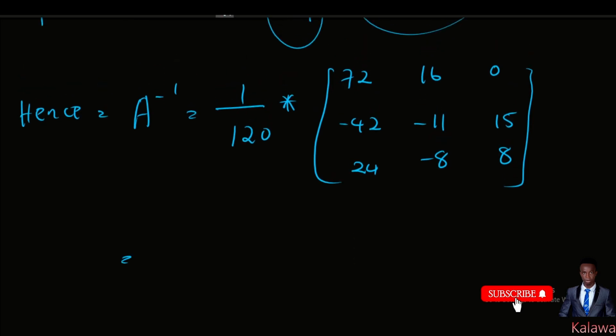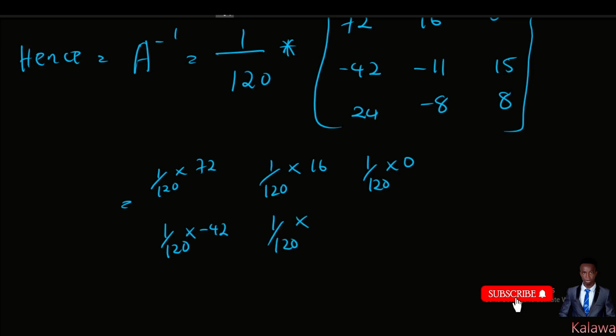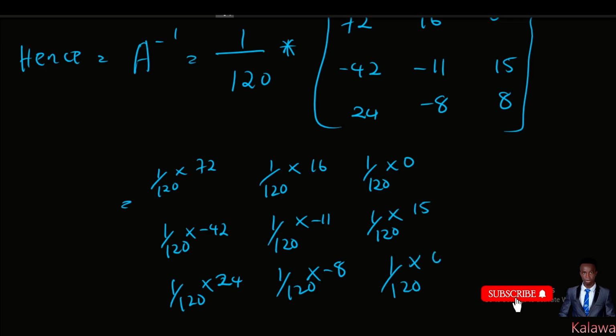It's too lengthy. So this is going to be now 1 divided by 120 multiplied by 72, 1 divided by 120 multiplied by 16, 1 divided by 120, 0, 1 divided by 120 multiplied by 42, 1 divided by 120 multiplied by 11, and it's 1 divided by 120 multiplied by 15, 1 divided by 120 multiplied by 24, 1 divided by 120 multiplied by minus 8, 1 divided by 120 multiplied by 0.